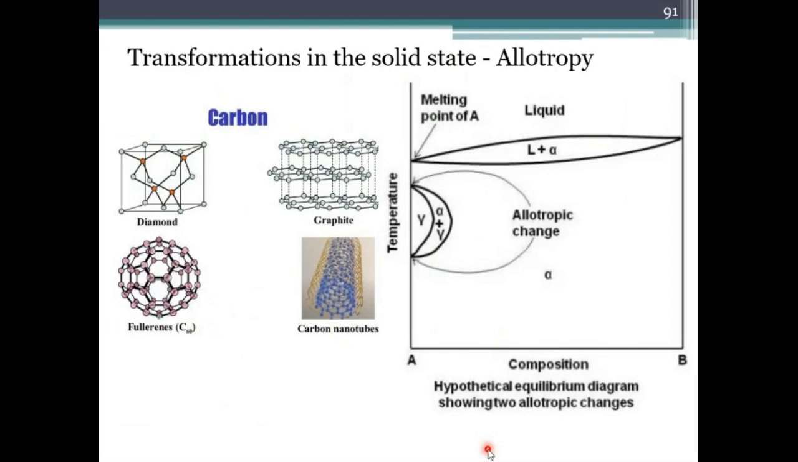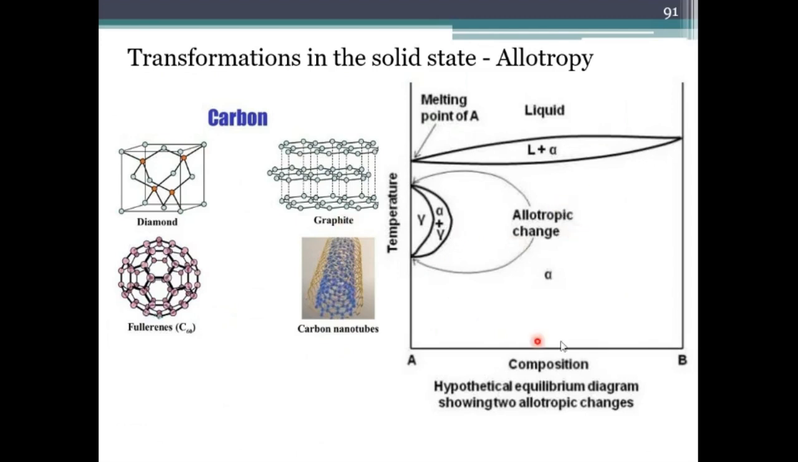And these are some examples of different types of crystal systems, like diamond. Fullerenes are also an allotrope of carbon. Another allotrope of carbon is graphite, and this is carbon nanotubes, which are connected in a tube-like structure.